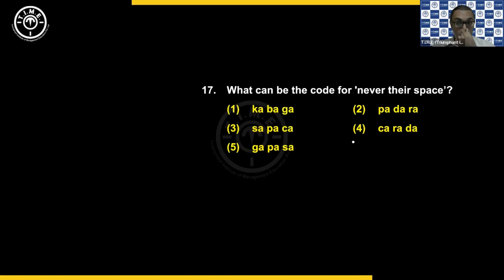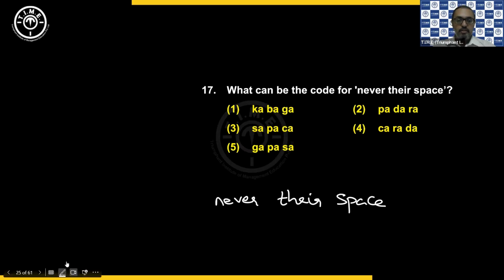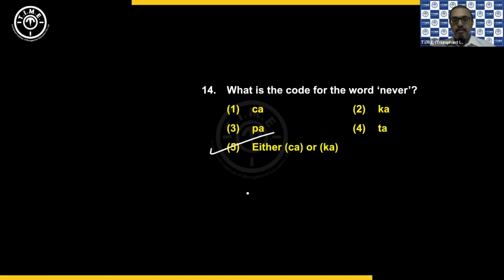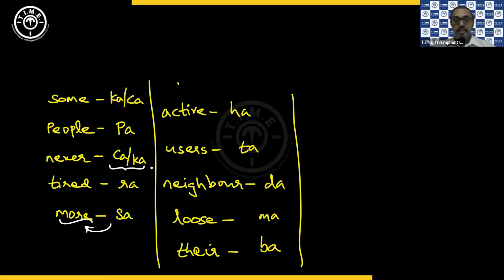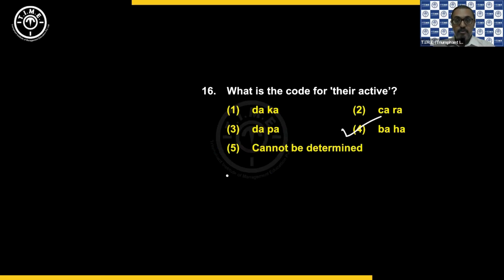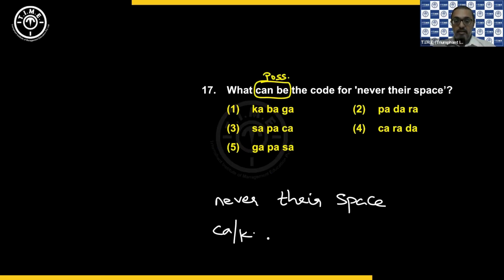Then what can be the code for never, there, space? See, now the question is can be. So can be means possibility. So what can be the possible code? He's asking for never, there, and space. Now, when you look at that, for never, we have either CA or KA. There is BA. Okay. CA or KA, BA. But do I have the word space here? No. Okay. So it is CA or KA, BA.